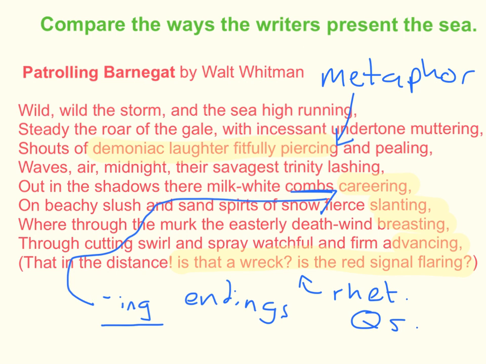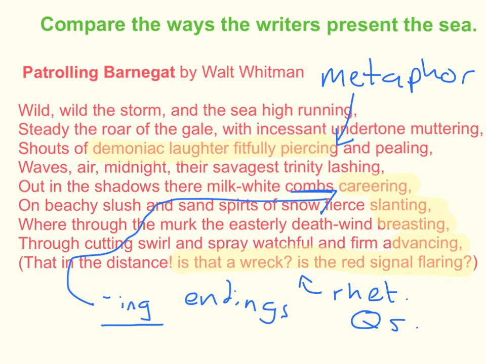So, with minimal fuss and muss, I've managed to winkle out a couple of poetic techniques in this poem in response to the main task: compare the ways the writers present the sea. There's a metaphor here to present the sea in the storm. It talks about the demoniac laughter. Well, last time I checked, the sea doesn't have a mouth, it's not evil. Clearly this is metaphorical imagery. The poet's trying to do something here.